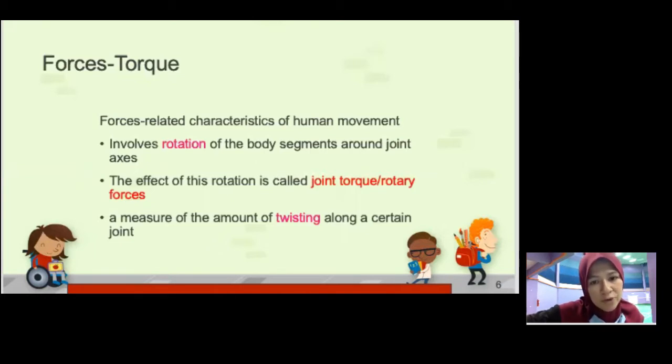Okay, kalau ada effect daripada rotation tadi, contoh kita guna shoulder untuk pusingkan kan, kita warm up kan. So rotation tadi disebabkan berlaku around the joint axis, and then dia dipanggil joint torque ataupun rotary forces. It is a measure of the amount of twisting along a certain joint. Okay, contoh macam bila kita nak smash bola, kita mesti rotate, pusing kan. Okay, yang tu yang kita nak tengok, joint torque ataupun rotary forces. Kita measure amount of twisting along a certain joint.